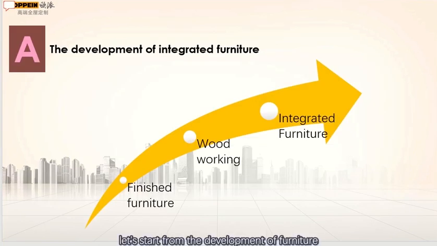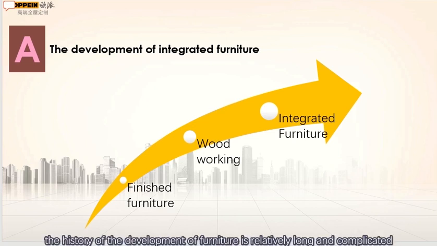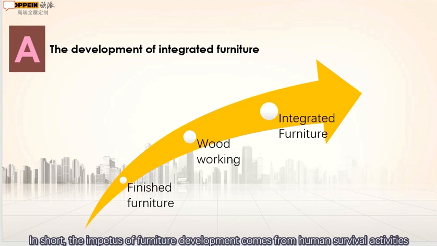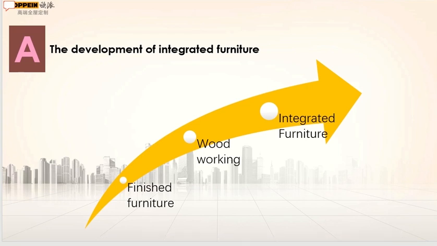First of all, let's start from the development of furniture. After I searched for some information on the internet, the history of the development of furniture is relatively long and complicated, so I only briefly introduce the three important evolutions of the development of furniture. In short, the impetus of furniture development comes from human survival activities.